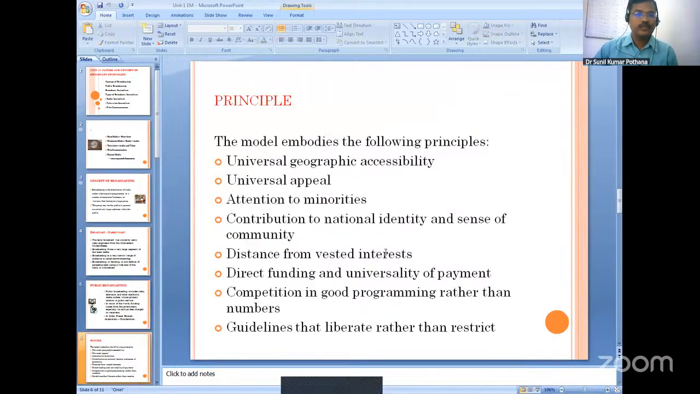The British model has been widely accepted as a universal definition. What is that model? We will know. The model embedded the following principles: universal geographic accessibility, and universal appeal. Why public broadcasting? Because of attention to minorities, contribution to national identity and sense of community, distance from vested interests, direct funding and universality of payment, competition in good programming rather than numbers, guidelines that liberate rather than restrict. These are the main principles of public broadcasting.